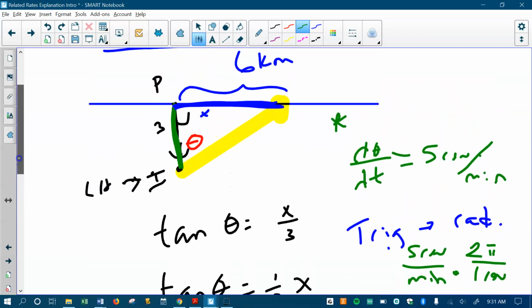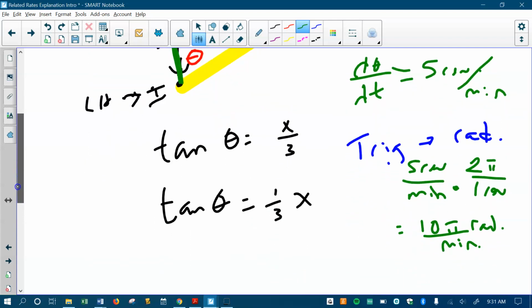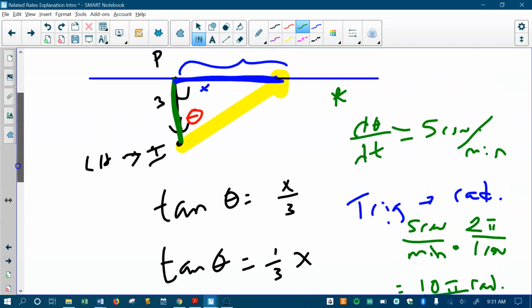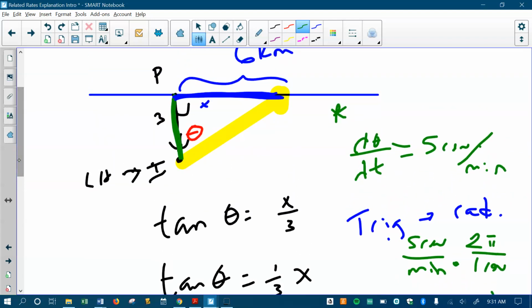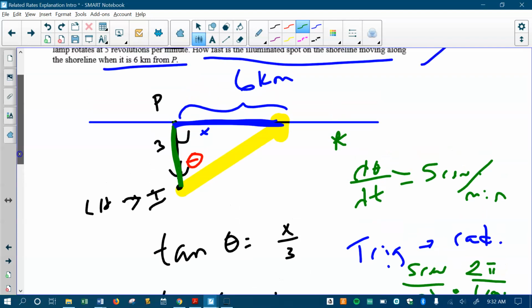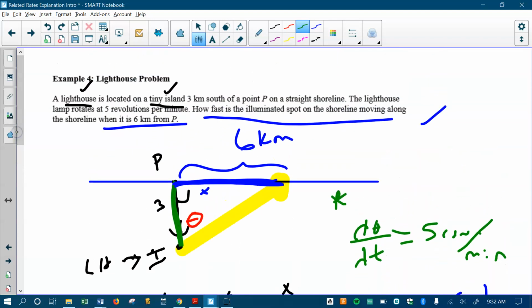With that said, that's your setup. You're going to take the derivative afterwards, and again, that's in the next video if you'd like to watch that. This is my explanation of the setup for a very difficult problem called the lighthouse problem.